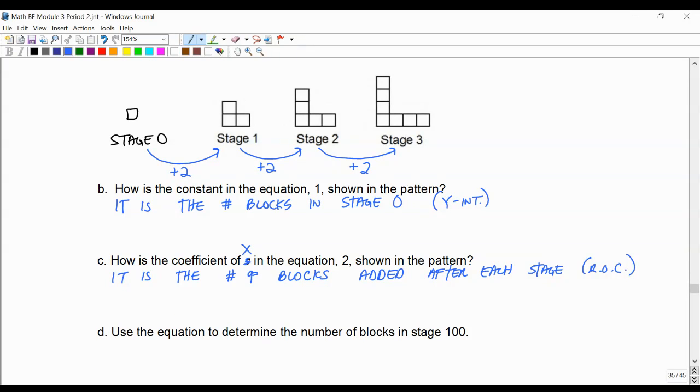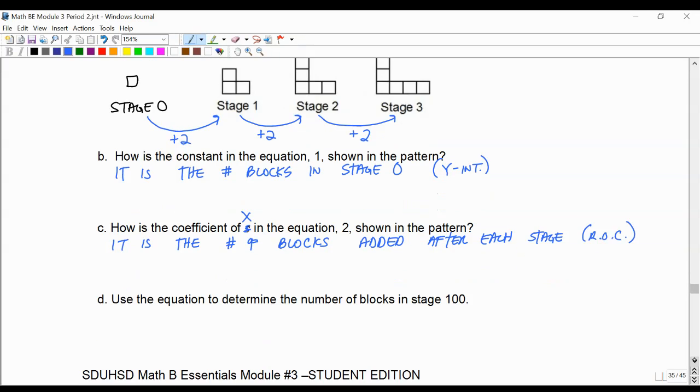And the last question, how many blocks are in stage 100? So our equation is y equals 2x plus 1, and we're going to set x equal to 100. So y equals 2 times 100 plus 1 means y is 201 blocks.